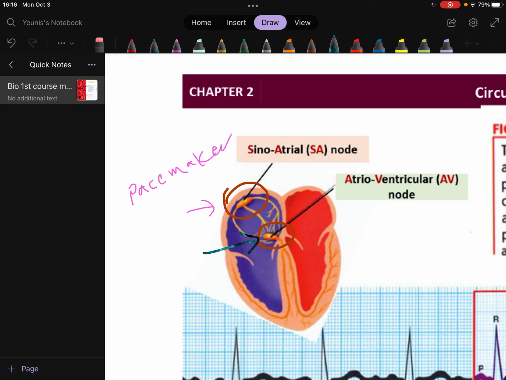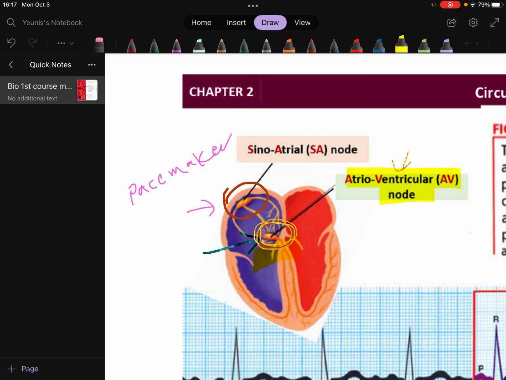The other node is called the atrioventricular node. It's called atrioventricular because it is located between the atria and ventricle, in an area between the atria and ventricle, like right here. So that's why it's called the atrioventricular node. This node doesn't initiate any electrical signal. It's only like a relay center. How does it work as a relay center?